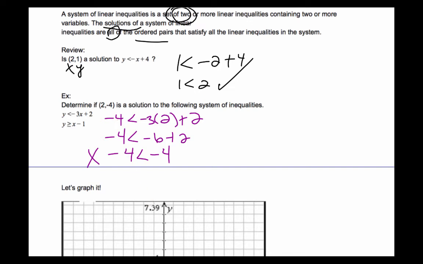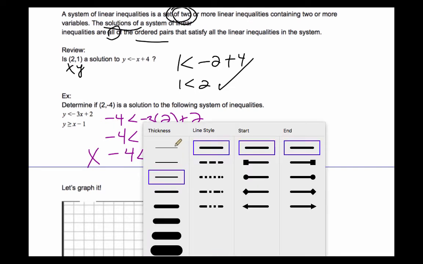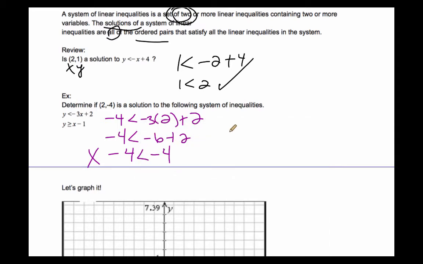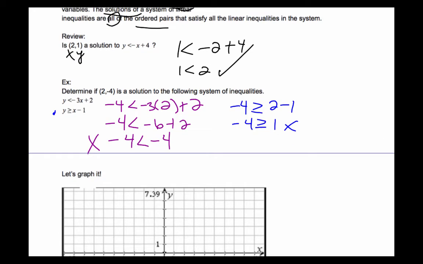Now, for the sake of practice, let's look at the other inequality, just to check and see what happens. So for this one, I'm going to plug in: negative 4 is greater than or equal to 2 minus 1. Negative 4 is greater than or equal to 1. Is that true? No. So this point doesn't work for either inequality. Okay? So this is how you would test it algebraically. But of course we can graph it.